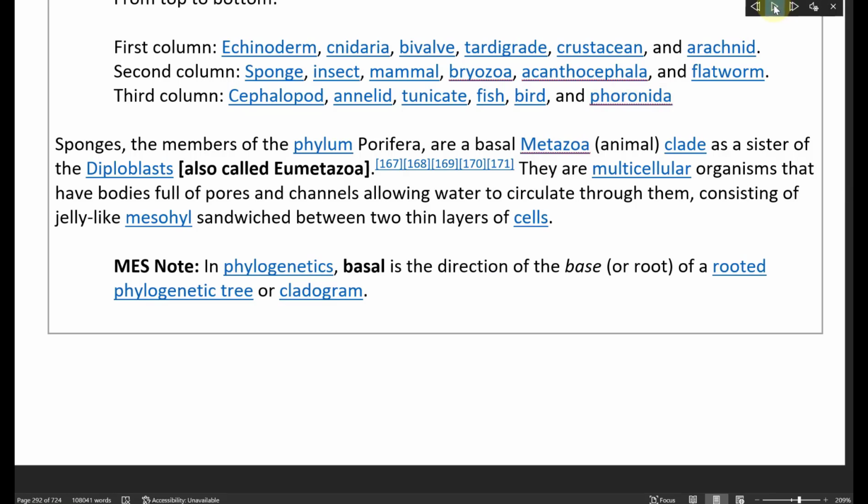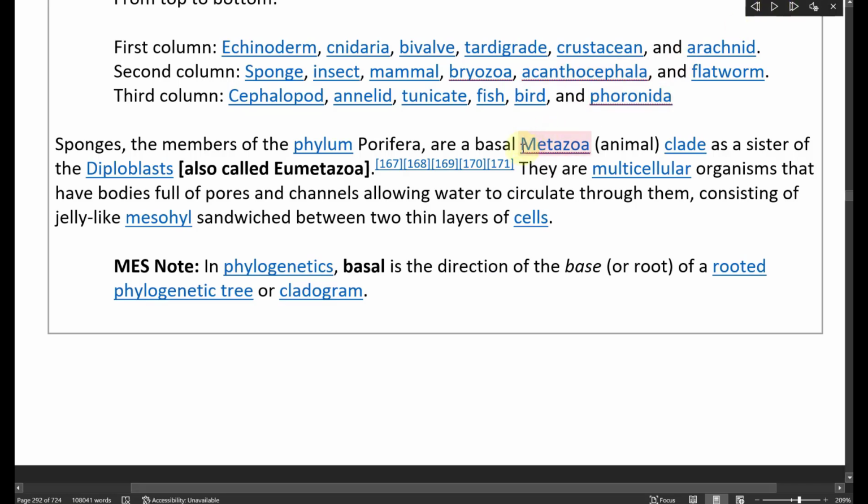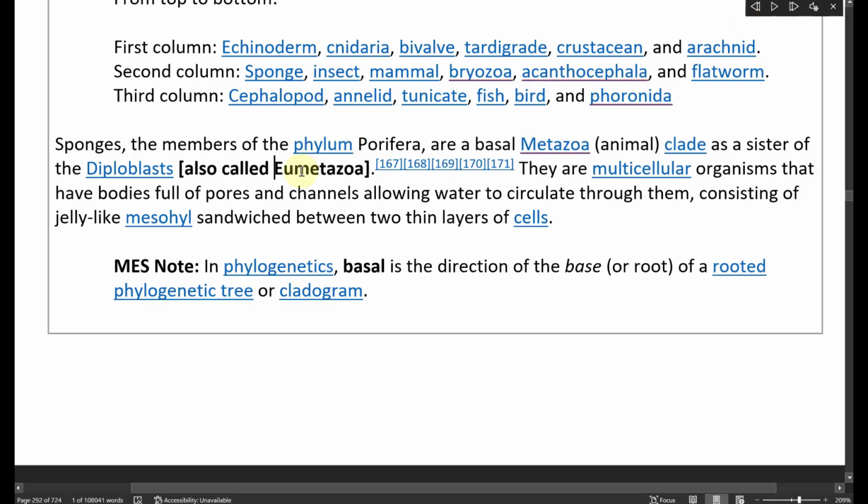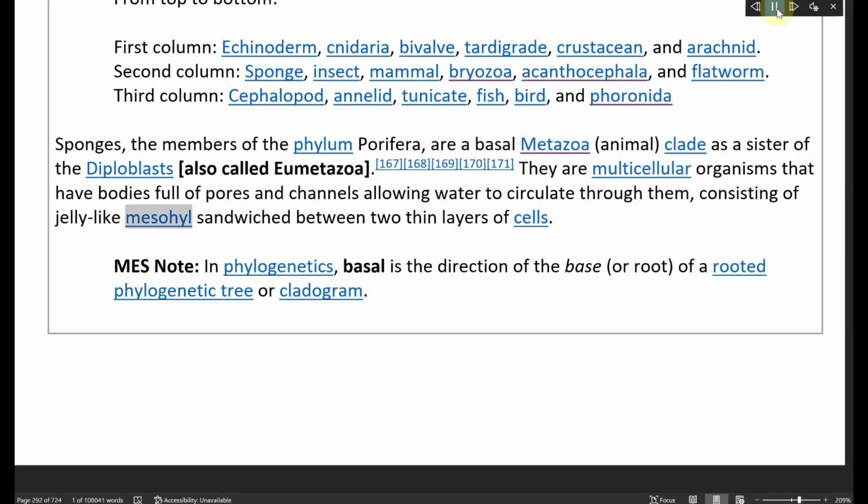Metazoa, this metazoa or animal clade, as a sister of the diploblasts, also called Eumetazoa. They are multicellular organisms that have bodies full of pores and channels, allowing water to circulate through them, consisting of jelly-like mesohyl.